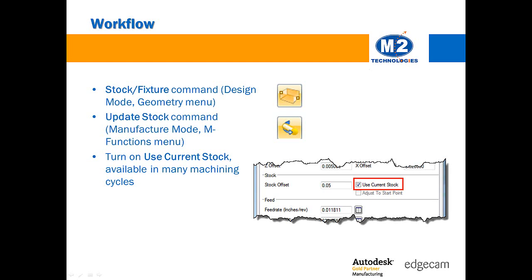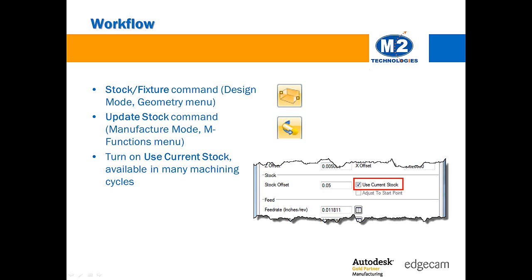The first step is to create the stock item. Next, the Update Stock command tells Edgecam to calculate what the current stock looks like. This command does not need to be issued after every machining cycle. Instead, simply issue it prior to machining instructions that need to consider a new stock shape, which is usually based on previous machining.